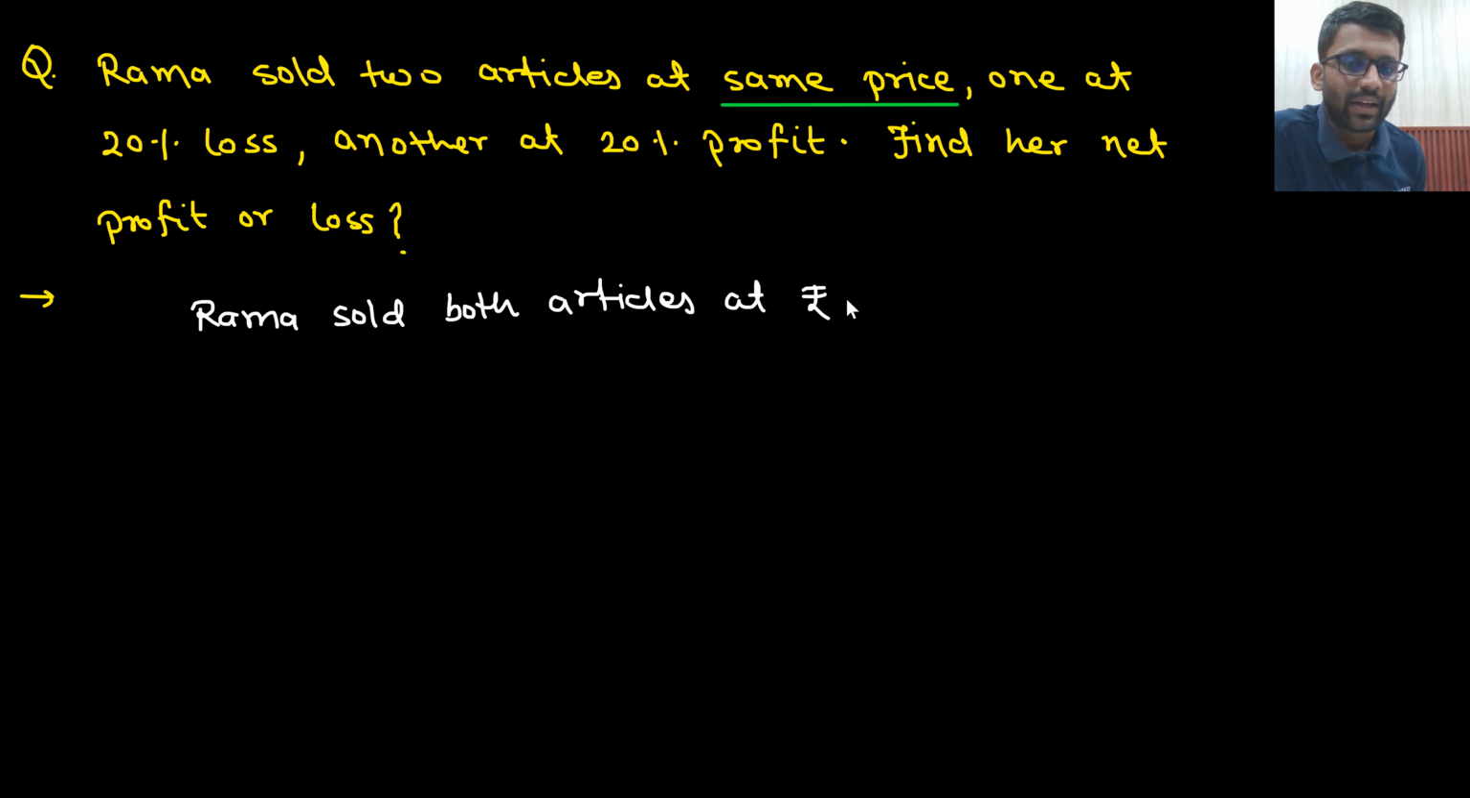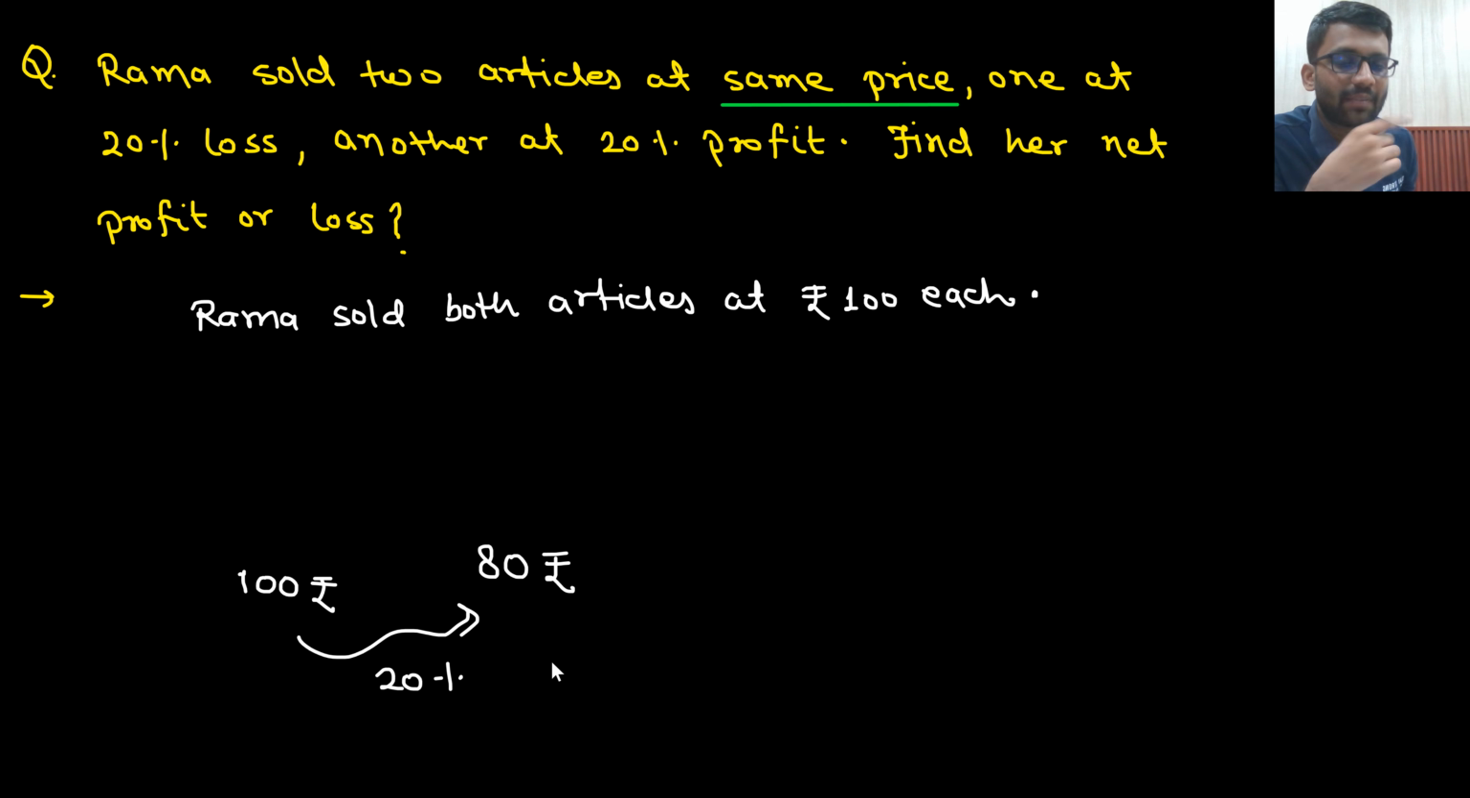at same price. That means we are assuming at 100 rupees each. She sold both of them at 100 rupees each. Now what they are saying, one at 20% loss. So let's just say I am selling something in 80 rupees, but this 80 rupees is a loss of 20%. That means in how much rupees did I purchase it? 100 rupees, right? Because I purchased something in 100 rupees and I am selling it with the loss of 20%. That means I am selling it in 80 rupees, right?